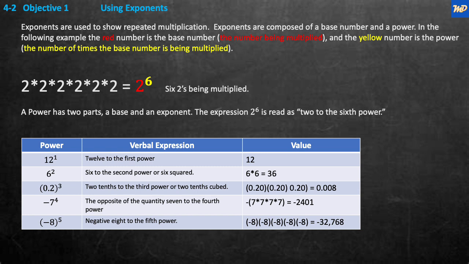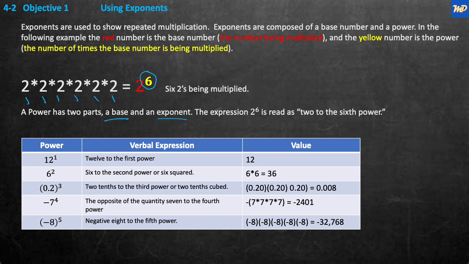So what do we have here? In this example, we have a 2, a 2, 2, 2, 2, 2, all times each other, 6 2s. So 2 to the 6th power, as you see, it's 6 2s right here, being multiplied together. A power has two parts, the base and the exponent. The expression 2 to the 6th here is read as 2 to the 6th power.